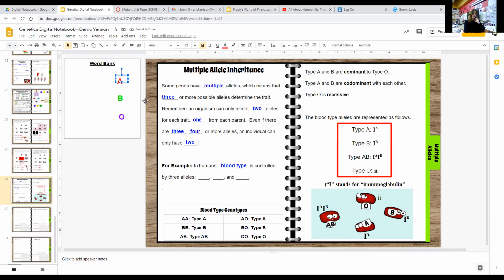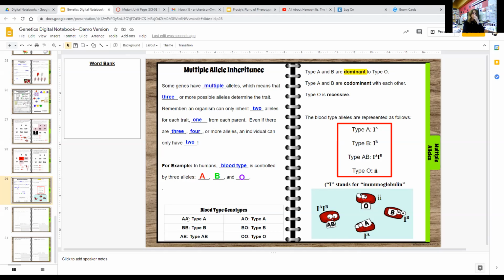You have what's called the A allele, you have the B allele, and you have the O allele. Okay? So over here, we see that A and B are dominant to type O, which means that if you have an A and an O together, the A is going to overpower it. But A and B are co-dominant with each other. So that's how I can have type AB blood. And type O is recessive. So that ties with the top one. So O is recessive to everything. A trumps O, B trumps O, but A and B are co-dominant, which means they can exist together.